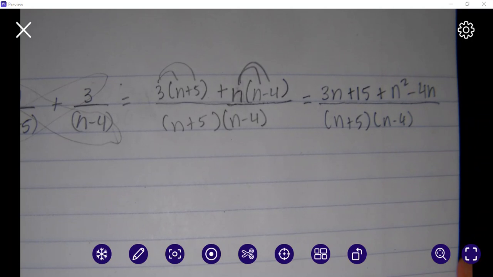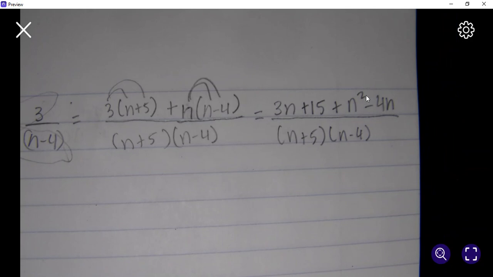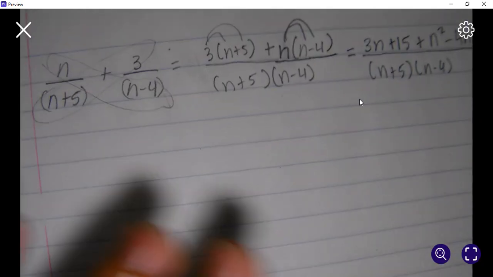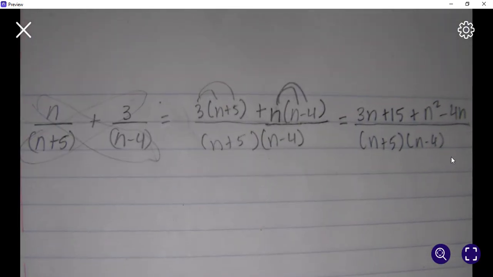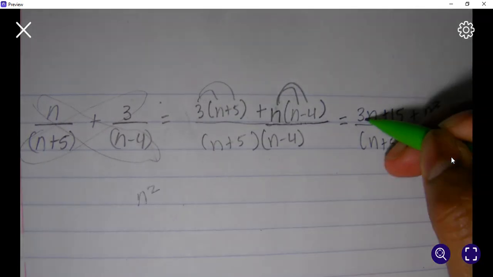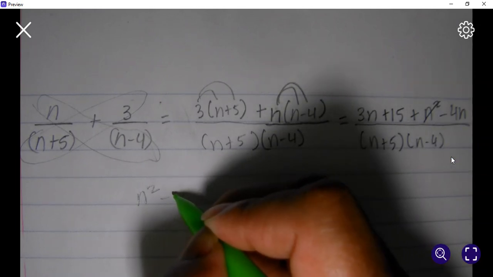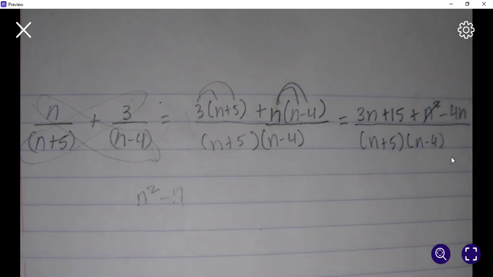Okay, all right, and then now I'm gonna combine my like terms. Now, when we're writing, you can tell that there's an n squared, so I'm gonna go ahead and write that term first. I'm gonna write that as n squared. And then I can combine these two. So you have 3n minus 4n. So 3 minus 4 is negative 1n.